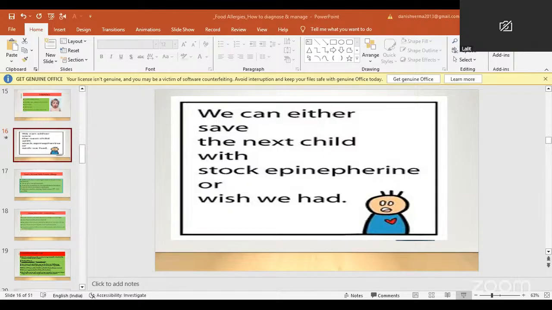It's very important that you give them one in the bag, keep one with the school nurse, keep one in the bag. So in case they are traveling, there are certain bracelets available. We'll talk about it later.